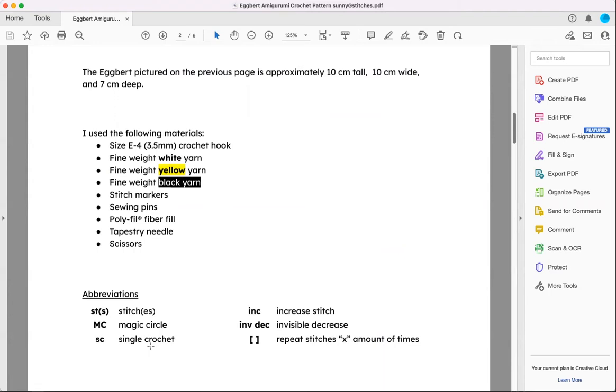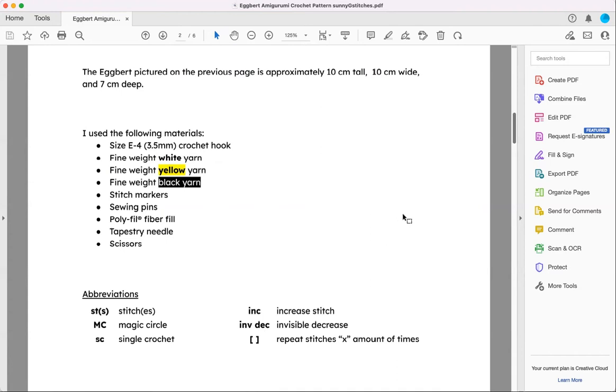SC is for single crochet. INC is for an increased stitch. INV-DEC is for an invisible decrease. And then finally, when you are doing repeated sets of stitches, you are going to see them in brackets. Sometimes other authors will include them in parentheses.